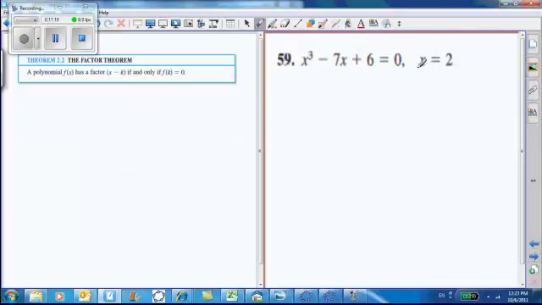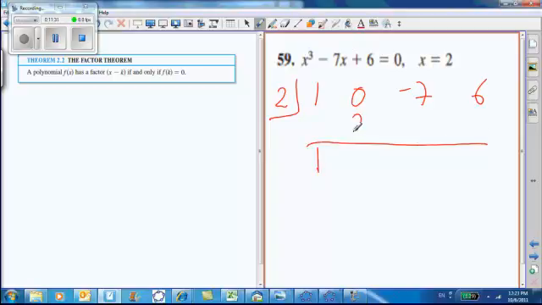We're told that x equals 2 is one of the roots here. First, we can verify it. Put 2 in the box. 1, 0, negative 7, 6. Remember, you have to have a coefficient for every possible power of x. Bring down the 1, multiply by 2, and add. Multiply by 2, and add. Multiply by 2, and add. And sure enough, that means that x equals 2 is a root.